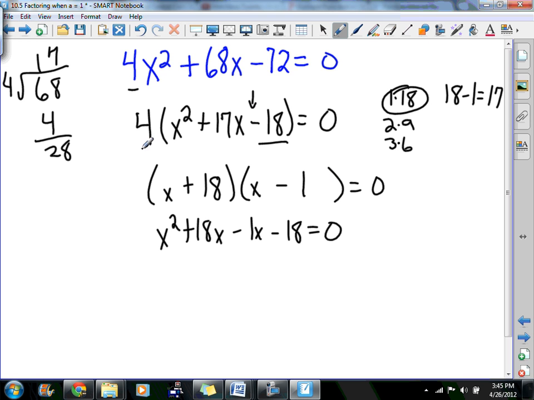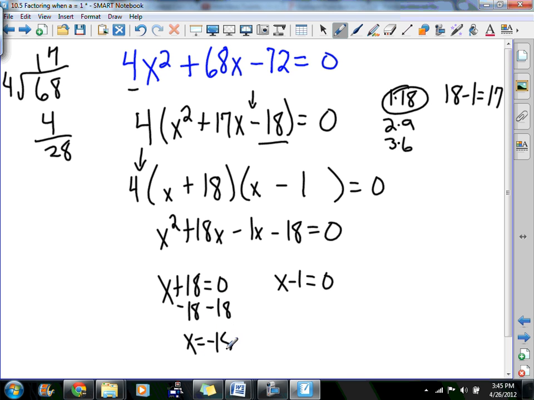Now, just so other math teachers don't get mad at me, there's technically a 4 out front here because we factored out that 4 right away, but we're ignoring it, so it doesn't really matter. When we go down to solve the problem, I get x plus 18 equals 0, and x minus 1 equals 0, so I subtract 18 and I get x equals negative 18 here. And here I'm going to shortcut to the end. I get x equals 1.